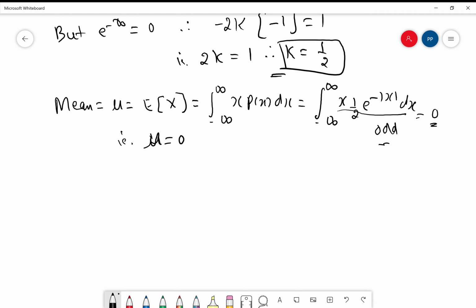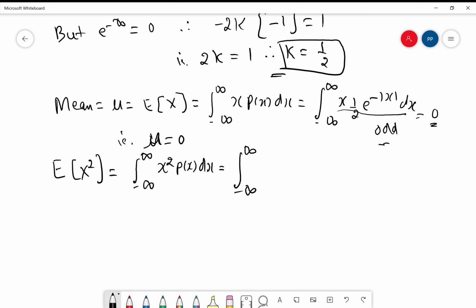So, don't try to evaluate the integral by splitting into two parts, minus infinity to 0, 0 to infinity. Just use the property. Okay. Now, next we find E of x square, that is expectation of x square, which equals integral minus infinity to plus infinity x square into p of x dx. And what is the p of x? Which is nothing but 1 by 2, I'll write it outside, x square into e power minus mod x. And we already showed that this e power minus mod x is an even function.